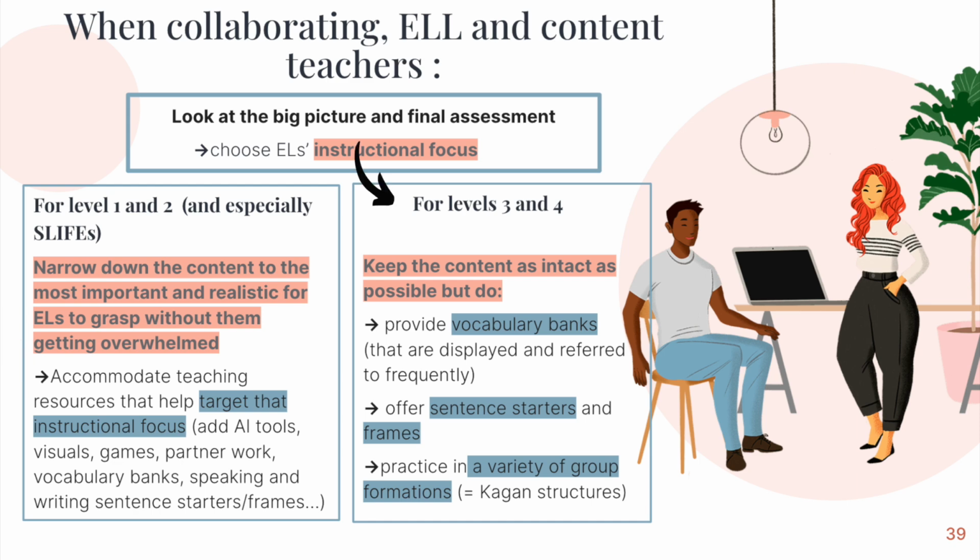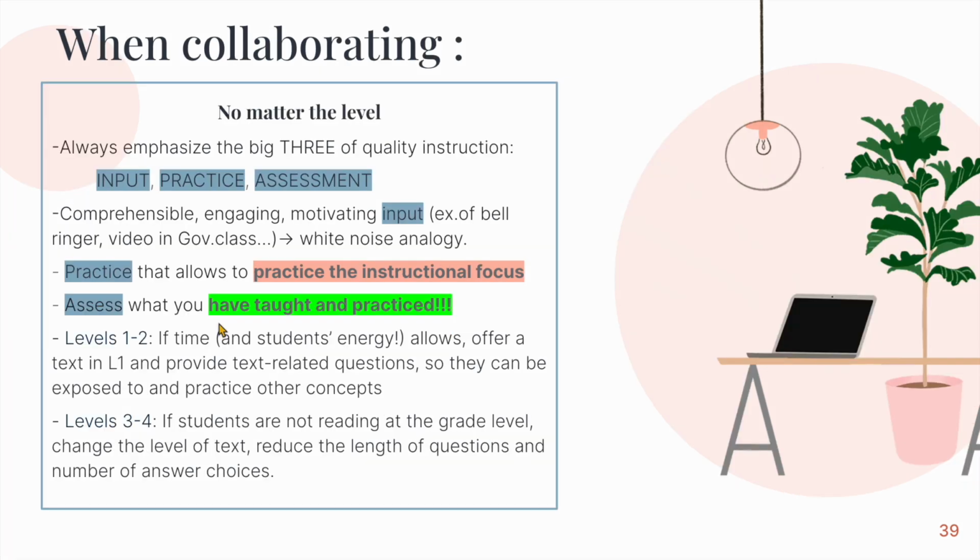For levels 3 and 4, I usually recommend to keep the content as intact as possible, but for sure to provide vocabulary banks and have them displayed and refer to them frequently. Also, for sure, offer sentence starters and frames so your students are empowered and are given wings to fly with these new vocabulary words, and also allows them to practice in a variety of group formations. If your school or district has not done Kagan structure trainings yet, I think it's a crime against all students, but language learners specifically. Talking about assessment, we have to talk about input and practice.